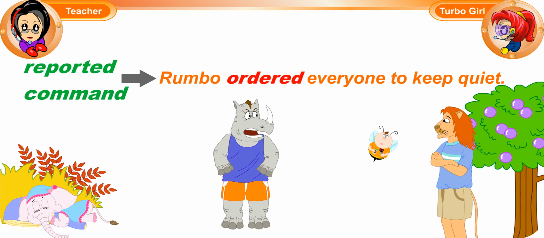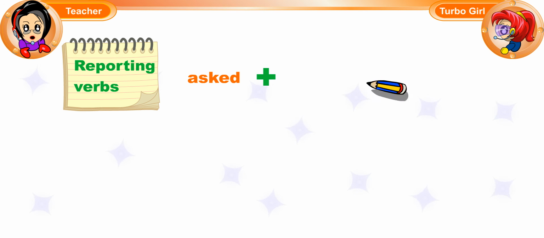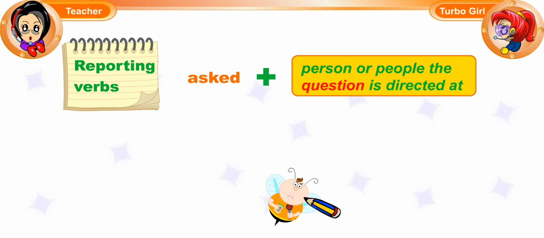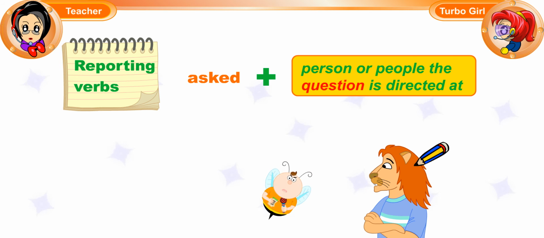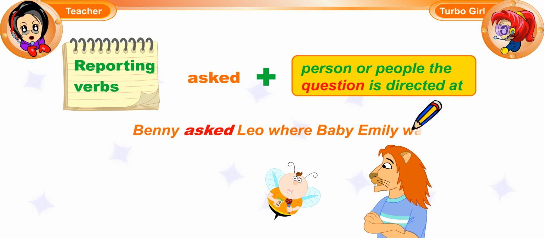Let's look at what we must do to form reported questions and commands. 1. Reporting verbs. For reported questions, we usually use the reporting verb asked, followed by the person or people the question is directed at. In this case, Benny is asking Leo. For example, Benny asked Leo where baby Emily was.